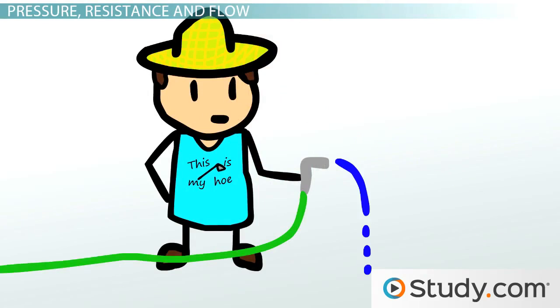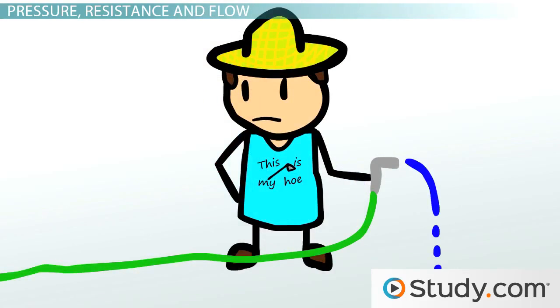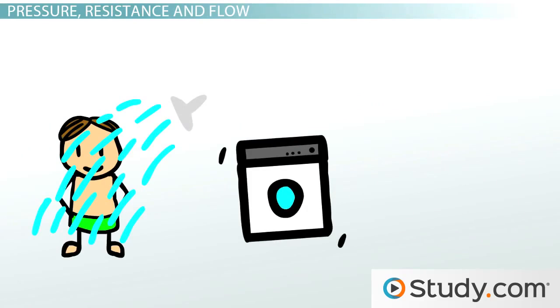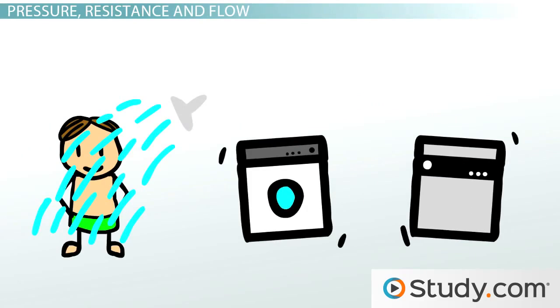But a few minutes later, the water flow slowed down again. I looked for another kink in the hose, but this time I couldn't find one. I went in the house and found that my roommate was taking a shower while running the washing machine and the dishwasher all at the same time.